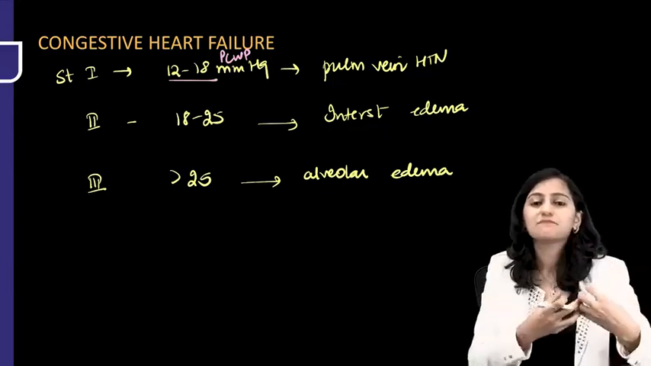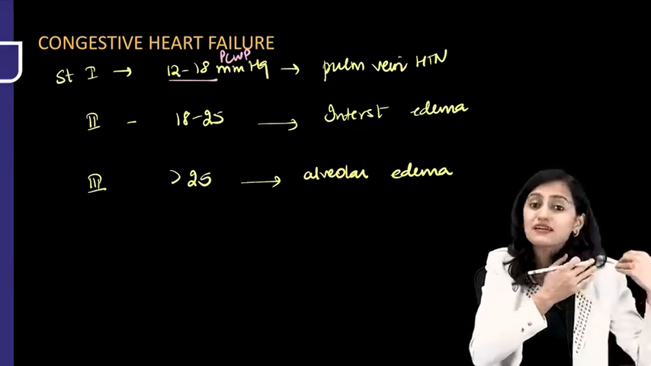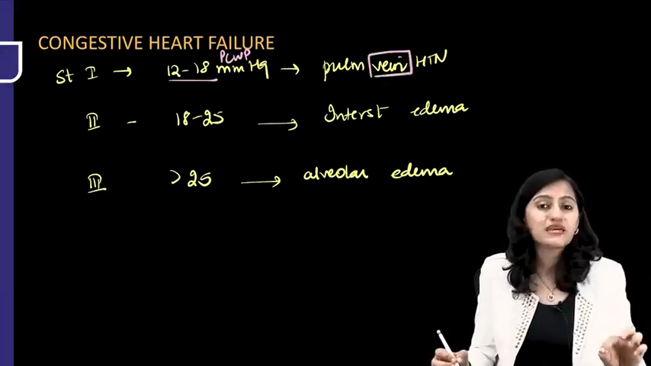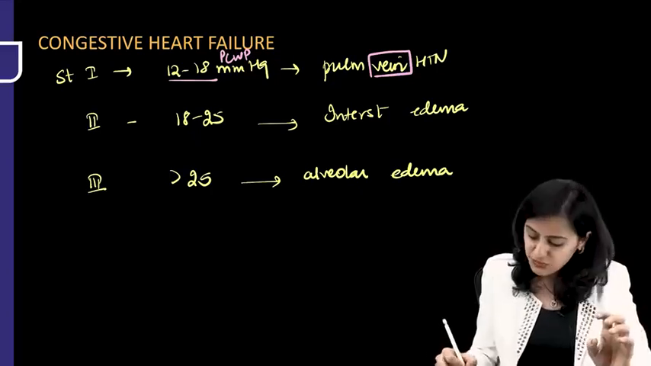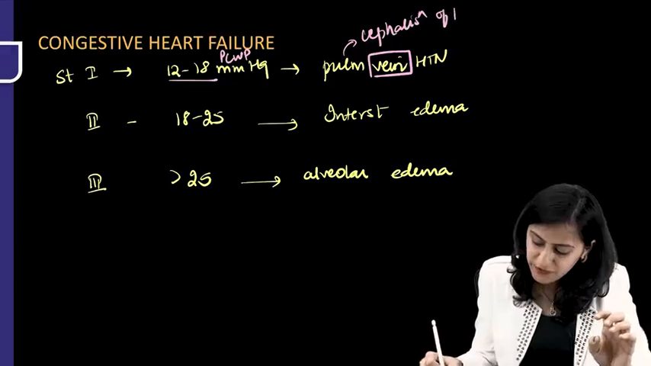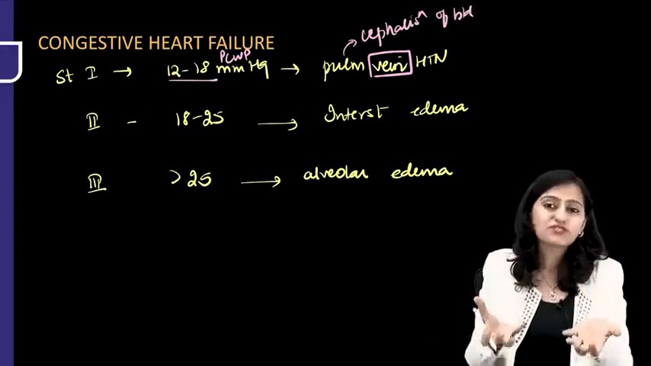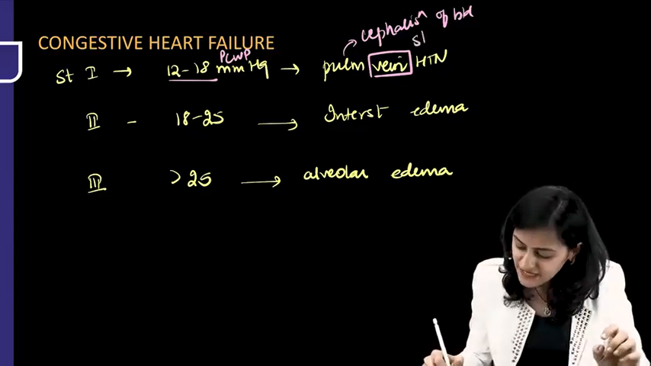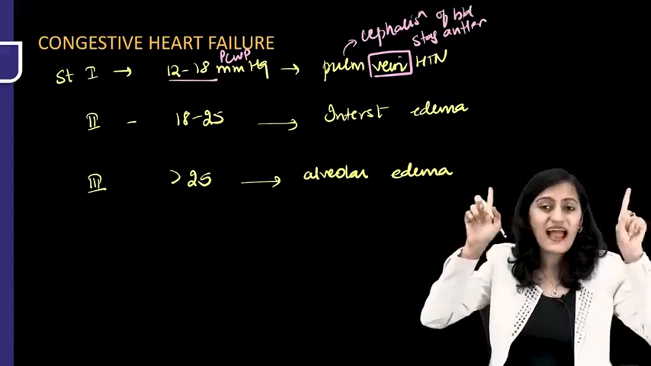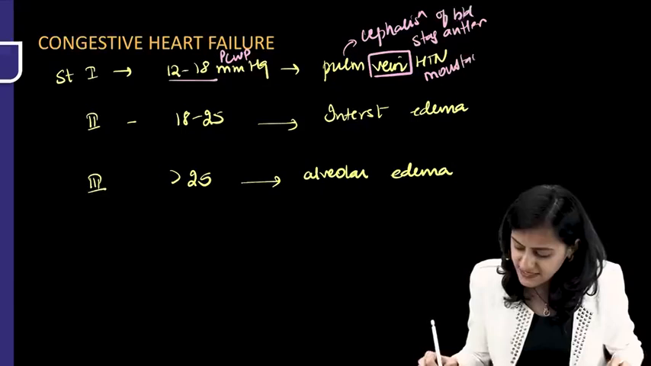What happens first? The back pressure from the left ventricle, left atrium goes to the pulmonary veins, not the pulmonary artery. So the first is pulmonary venous hypertension, which manifests on chest X-ray as cephalization of the blood flow. The upper lobe vessels become prominent because of the back pressure. That gives the stag antler sign, the prominent vessels, or the hands up sign, or the mustache sign. Right? These are the various signs.